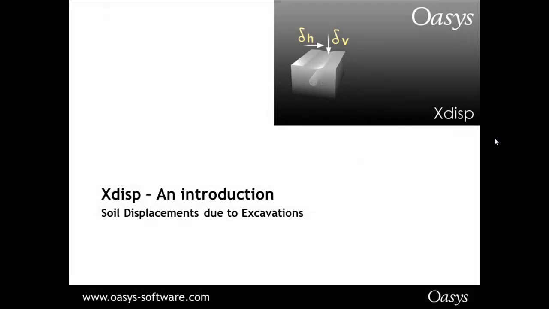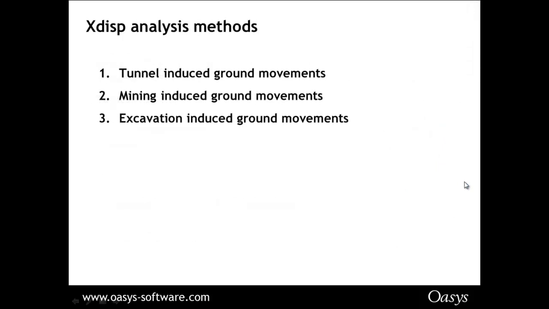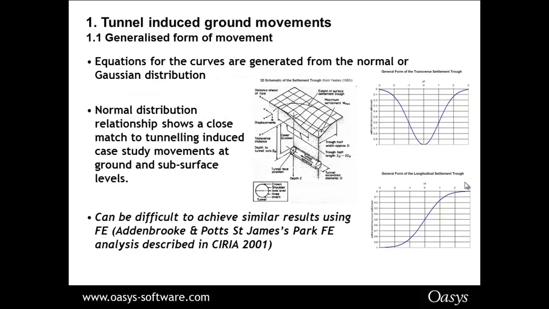In terms of an introduction, I'm just going to briefly run through the analysis. Xdisp calculates ground movements due to excavation. These excavations could be due to tunneling, but not hard rock tunneling. We've also considered retained cuts, for example, and circular shafts, and also mined excavations. So Xdisp can give you surface displacements and subsurface displacements. In terms of the analysis methods, today I'm going to mainly cover the tunnel-induced ground movements and excavation-induced ground movements, but I'll touch upon the mine-induced ground movements and where you can go to find out more about it.